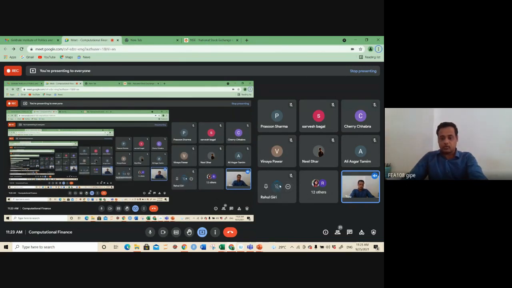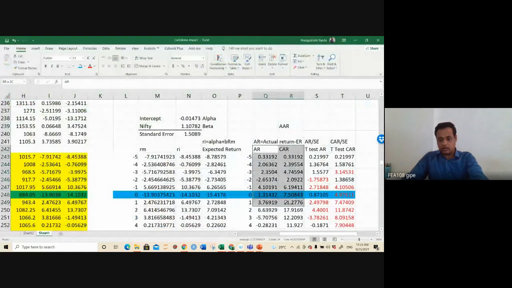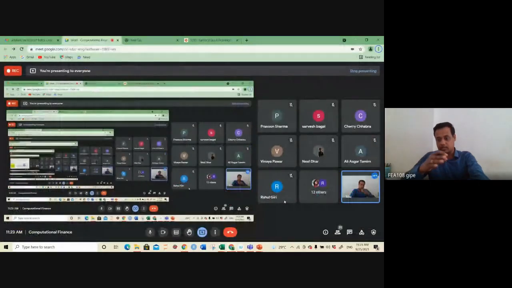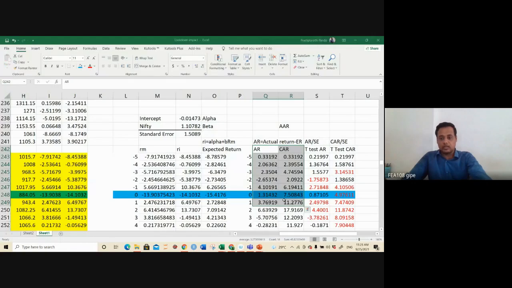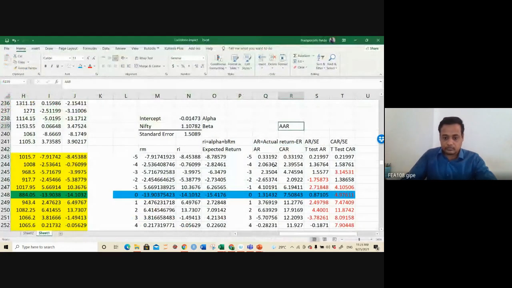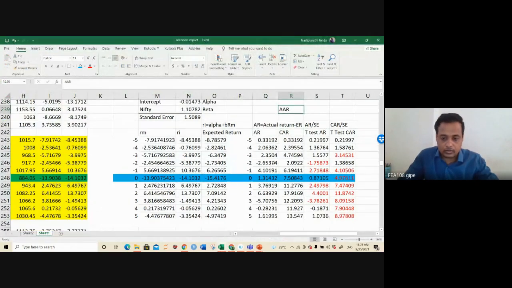So you can come out with a single table. You will not come out with 50 tables. In your report, you will place a single table, but that will be the AAR. Clear? Yes or no?